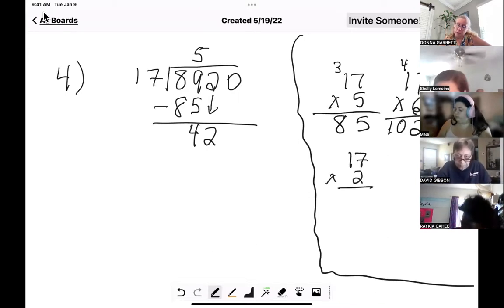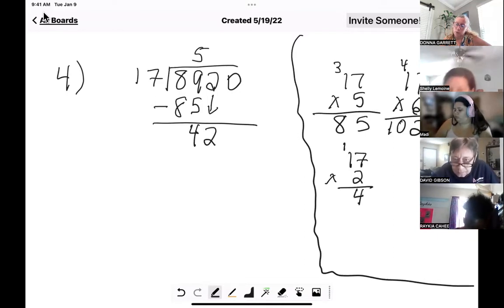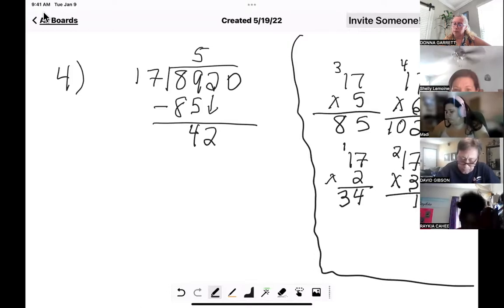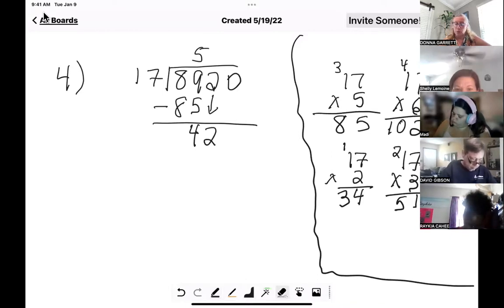So what is 17 times 2? 7 times 2 is 14. 2 times 1 is 2, plus 1 is 3, so 34. Well, that's pretty good, but I need to try 3 just to see if I can do one more. I'm not sure. 7 times 3 is 21. 3 times 1 is 3, plus 2 is 5. All right, that's too much. So it had to be 2.